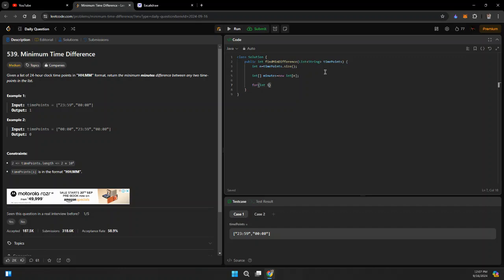Int i is equal to 0, i is less than n, of course, i plus plus. Alright, now as everything is in the form of strings, right? Here, see this. So let's get them one by one. So how to get it from the list? timePoints.get(i), right?